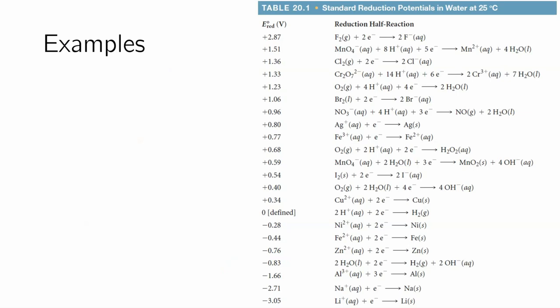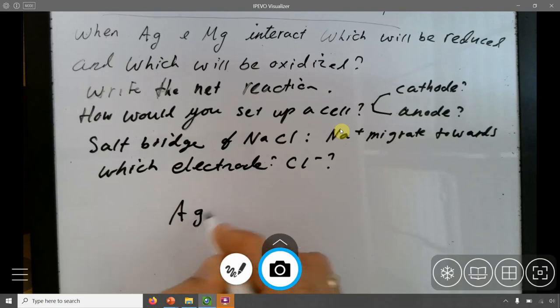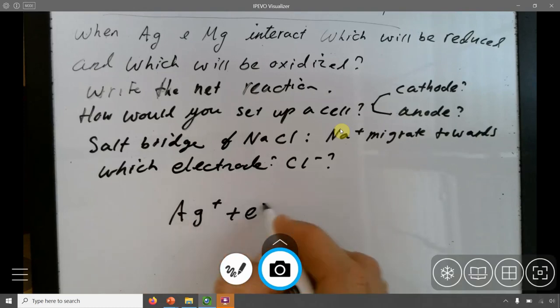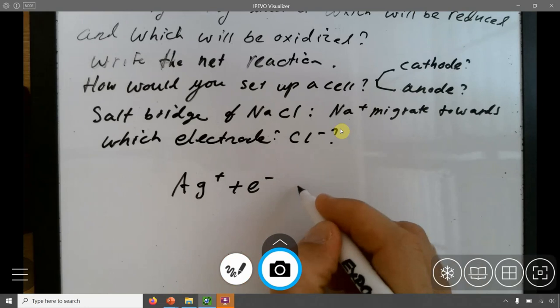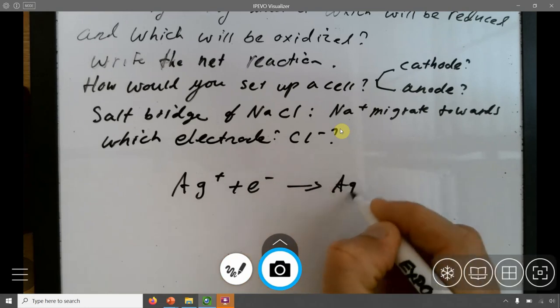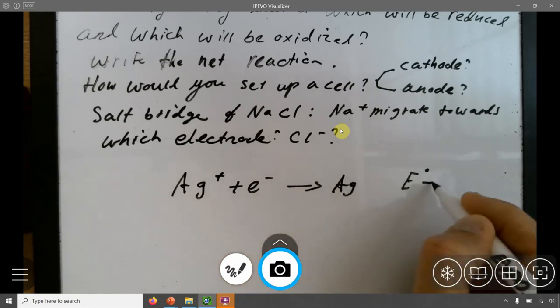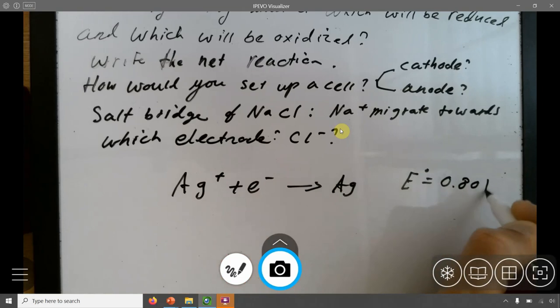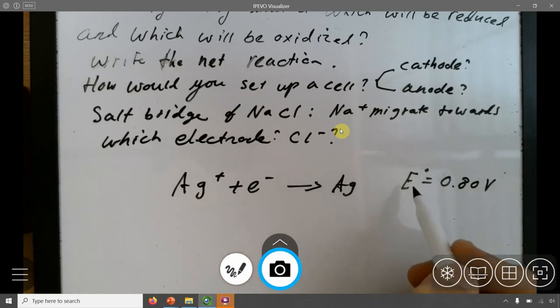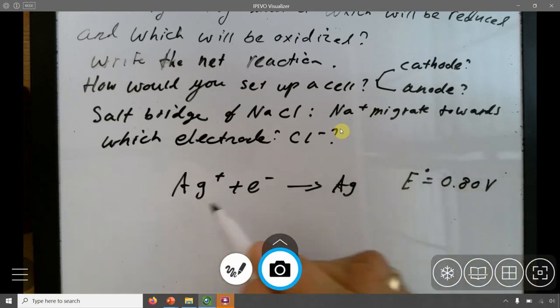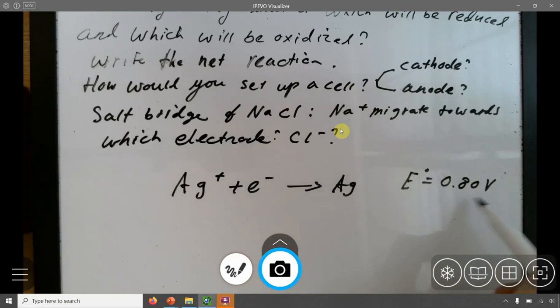Great. If I'm looking at silver here, it has a standard potential of 0.80 right here. So I'm going to write that down. I have silver plus an electron. I'm going to omit the aqueous part. And it's going to form silver solid. And it has a standard potential of 0.80 volt, meaning at 25 degrees Celsius and 1 atm, and this being at 1 molar, the voltage is 0.80. That's the amount of extraction I can get out of this.